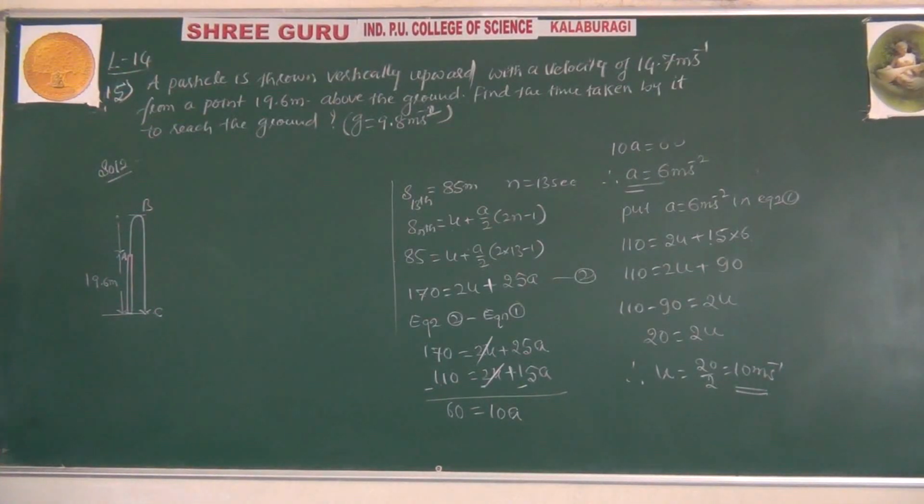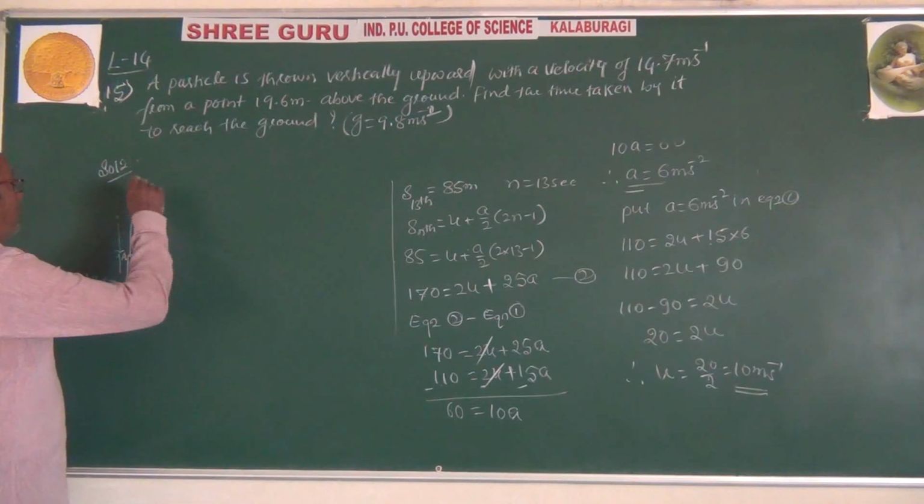The time taken to reach from A to B, that we have to find out as T1, and the time taken to reach from B to C, we take as T2. Those two times we have to find, and the sum of those two will give the total time. So here is from A to B.